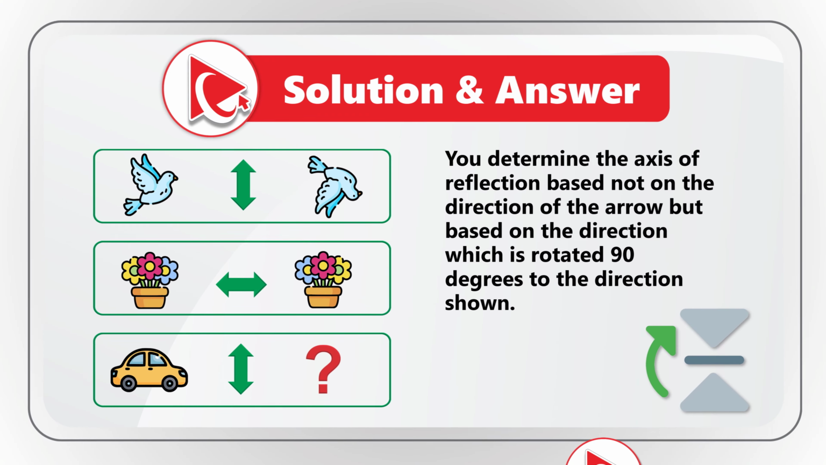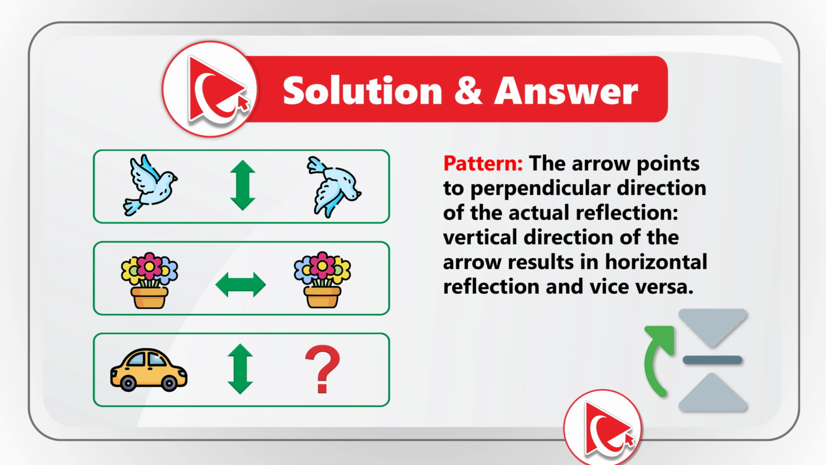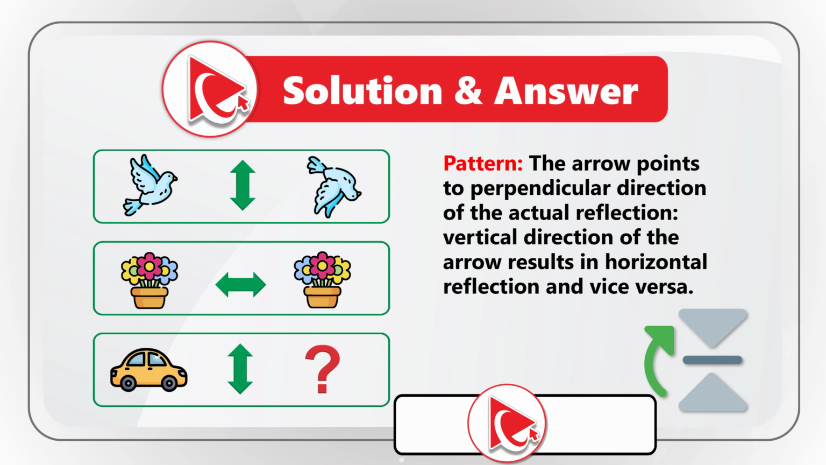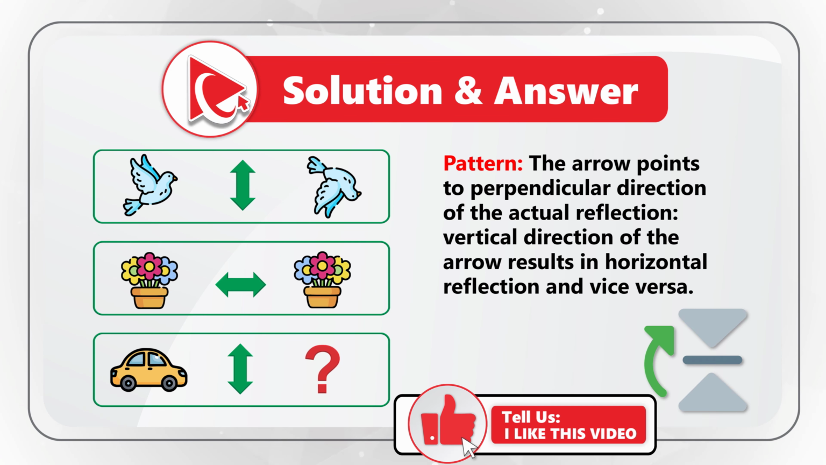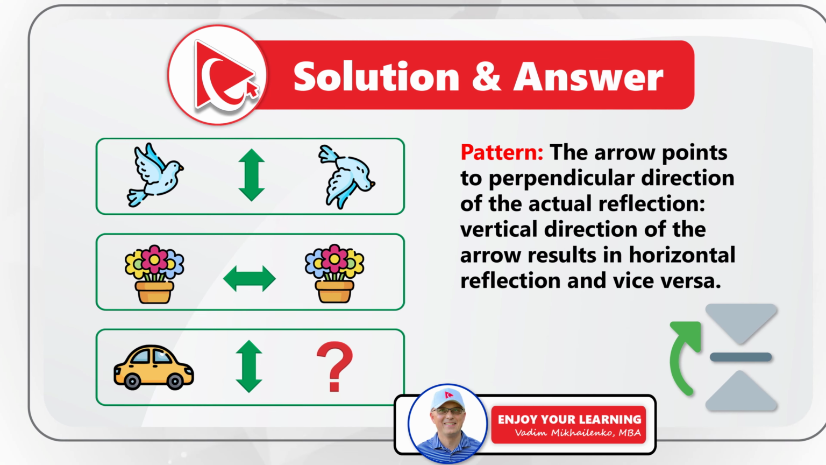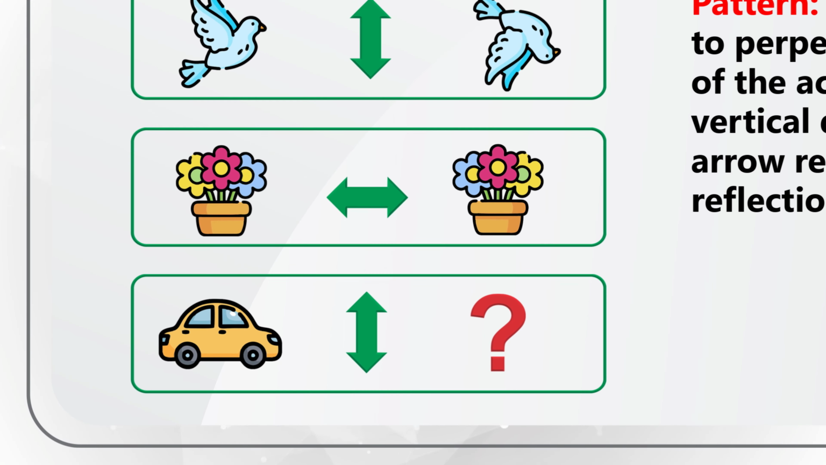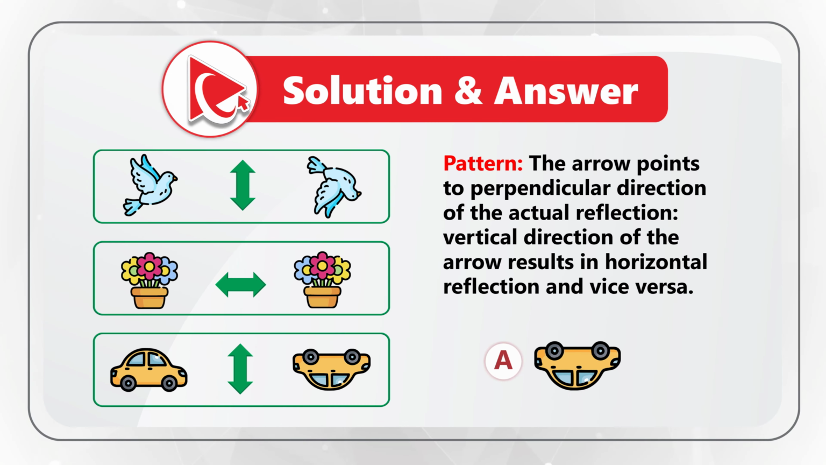So the pattern here is that the arrow points to perpendicular direction of the actual reflection. For example, vertical direction of the arrow results in horizontal reflection and vice versa. Let's look at the third row to get to the correct answer. Because the arrow goes from top to bottom, we need to use horizontal reflection, which means that the correct answer here is choice A.